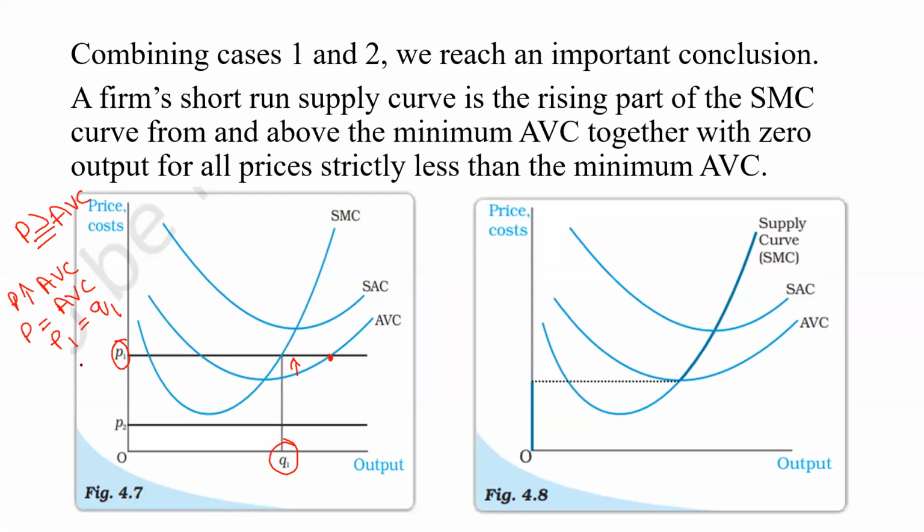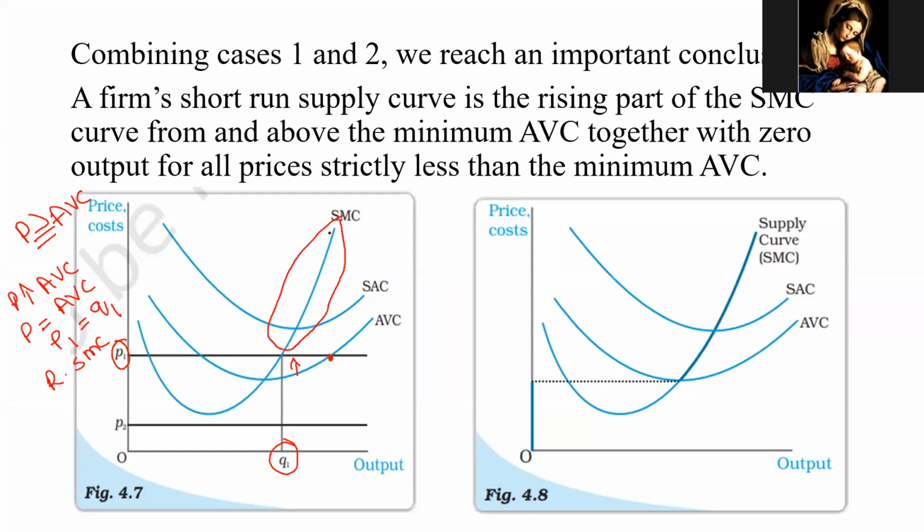And the supply curve for this is the rising part of the short run marginal cost. So this rising part, we will take it as the supply curve for a firm. So till here you have studied.